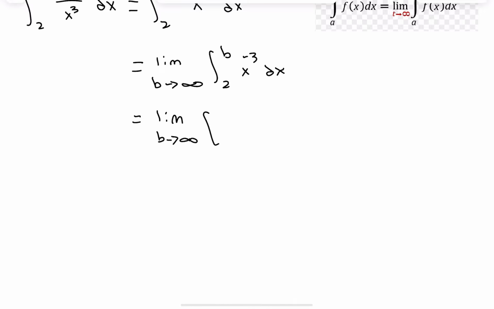of, so now we can evaluate the integral. So we add 1 to the exponent and then divide by that result. So we have x to the negative second over negative 2. And this is from 2 to b.